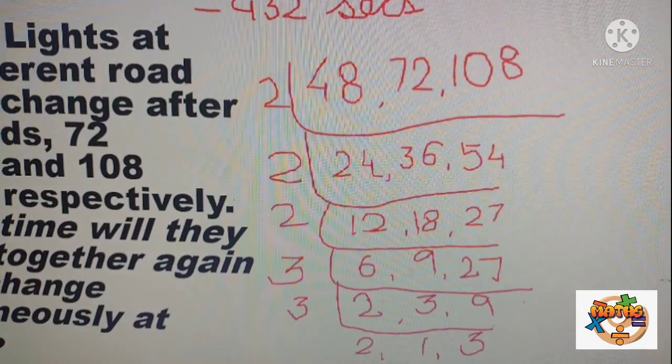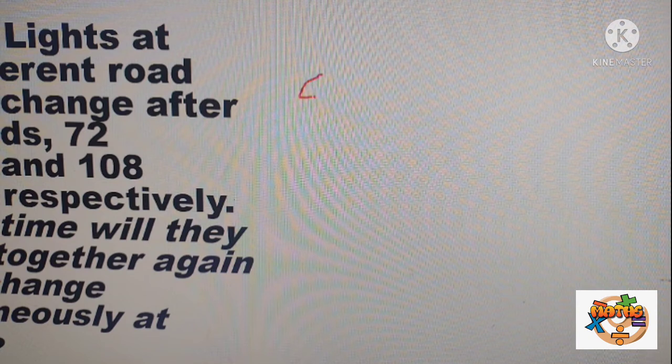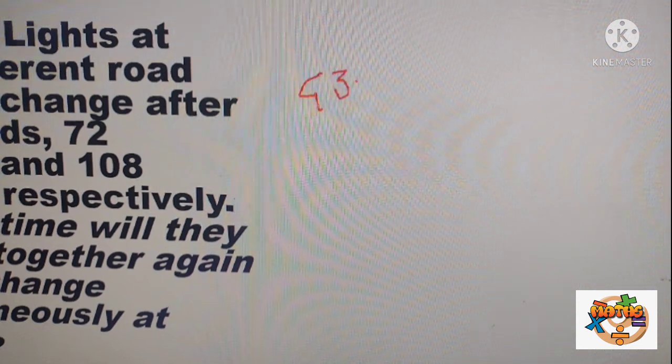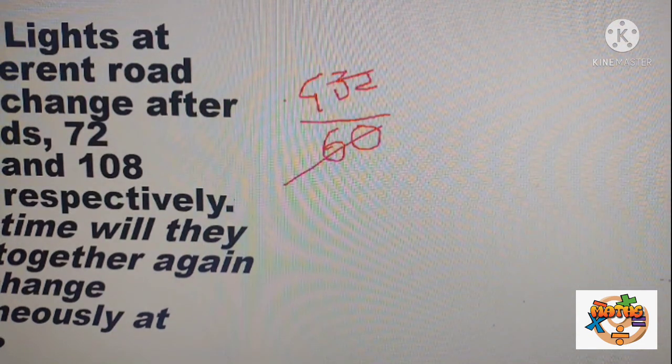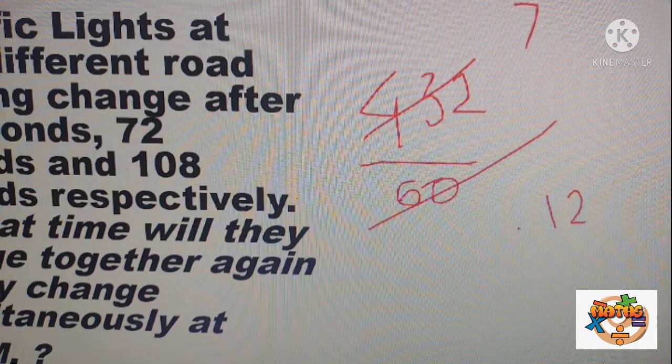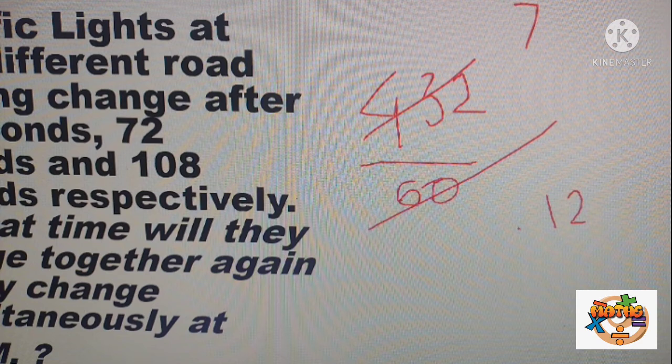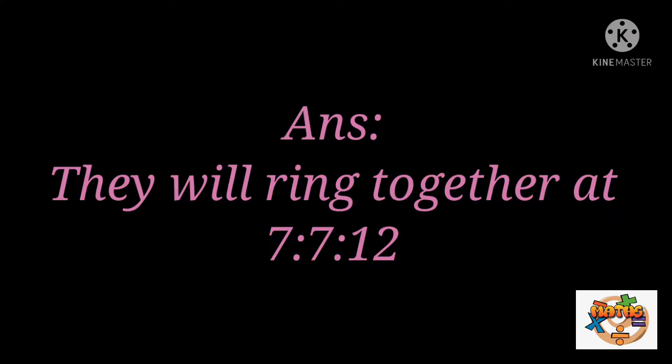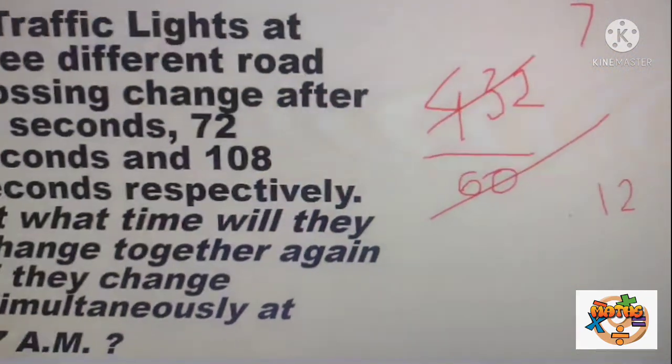Now in 432 seconds, how many minutes and seconds are there? First of all, we will divide 432 by 60. Okay. As you all know, 60 into 7 is 420 and 12 is our remainder. That means 7 minutes 12 seconds. They rang simultaneously at 7 am. So again they will ring at 7 minutes 12 seconds past 7 am. Okay. So let's see our next question.